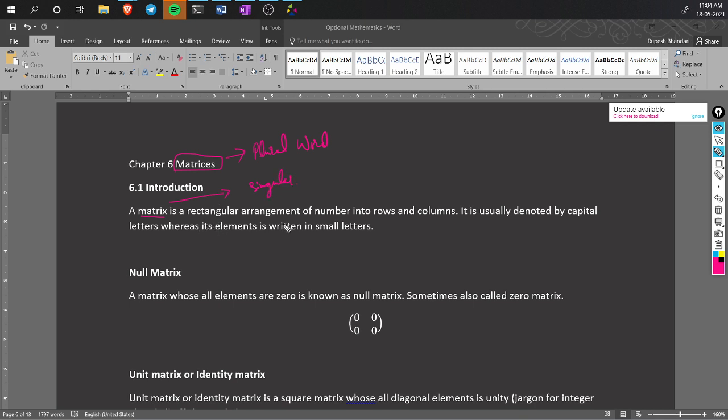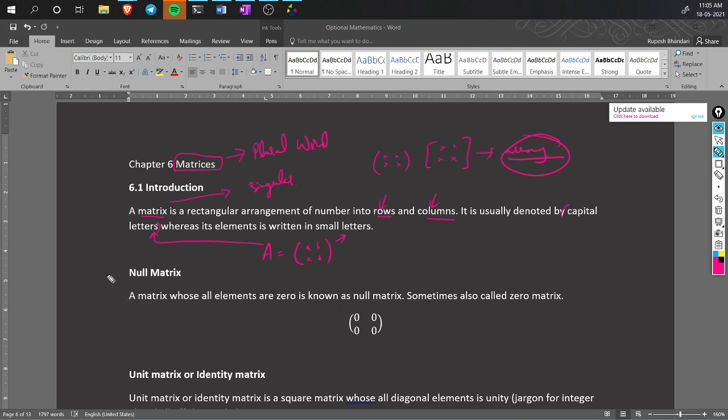It's basically a rectangular arrangement of rows and columns. This is how a matrix looks. It's square, right? And it's usually denoted by capital letters. So A equals A, B, C, D. The inside portion is small letters, and the outside portion is capital letters. It's nothing else but an array of numbers, an arrangement of numbers into rows and columns. Very simple, right?